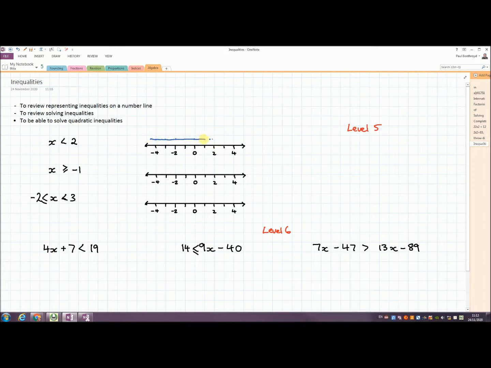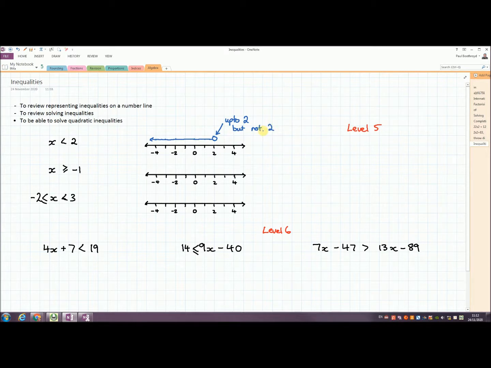So we need to be able to represent every single number less than 2. That's quite simple with a straight line, with an arrow. And the significant point is the number 2. And if we leave this open, we are saying, but not 2. That's an open hole.